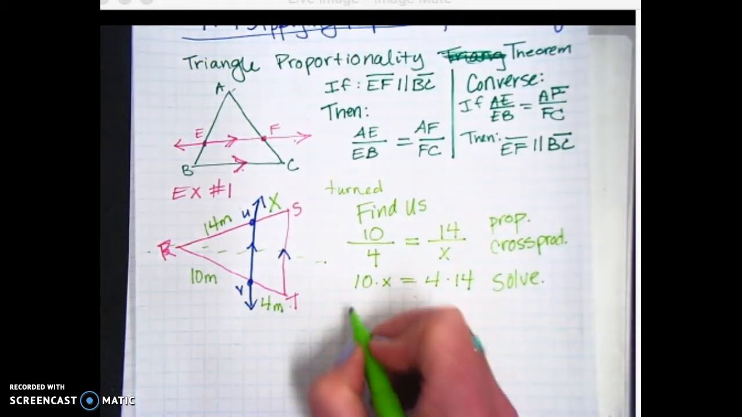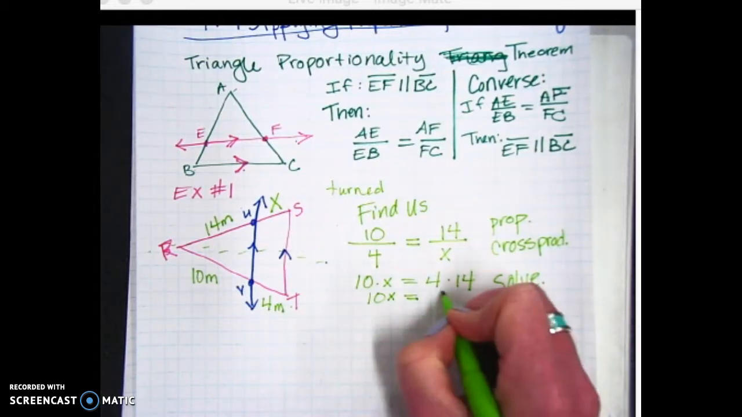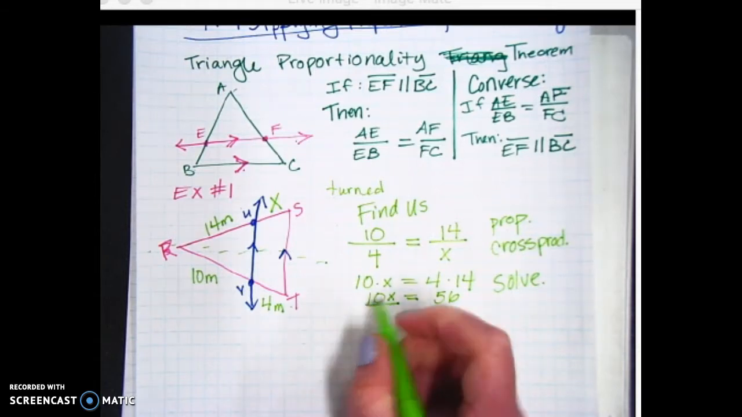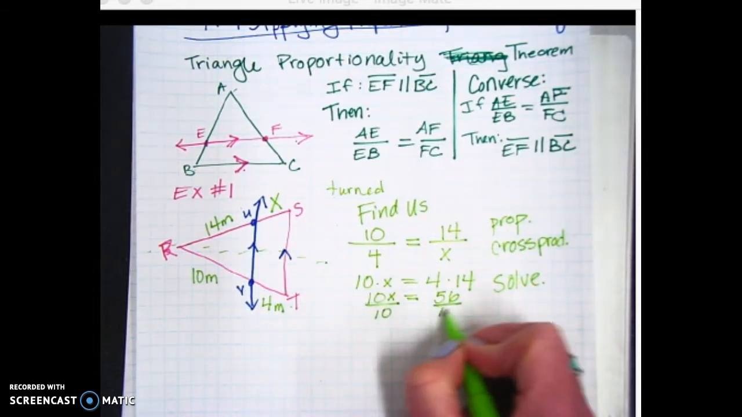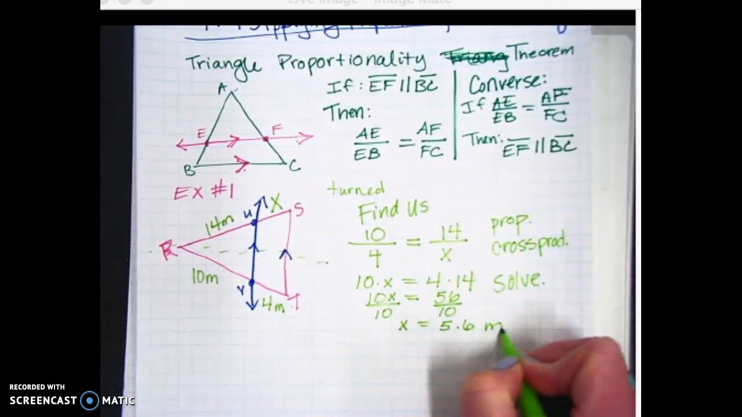Pull your calculator out if you need to. You're going to have 10x on the left. 4 times 14 is 56. The inverse operation of multiplying by 10 is dividing by 10. And so I got the decimal 5.6 meters.